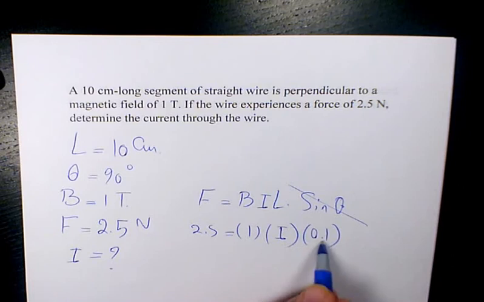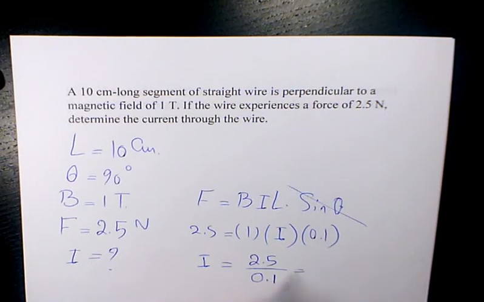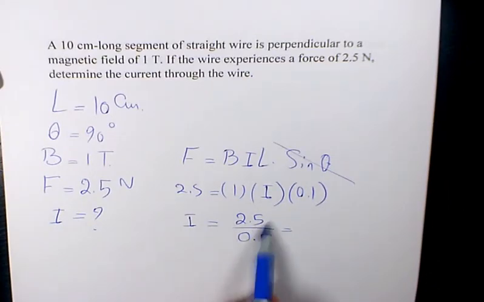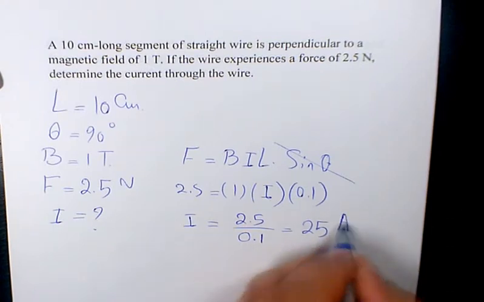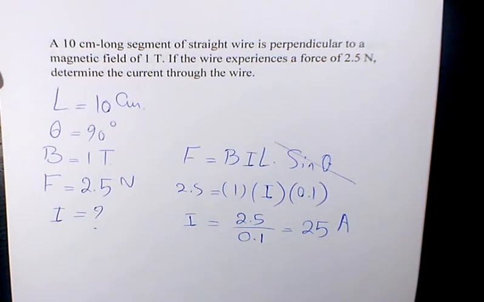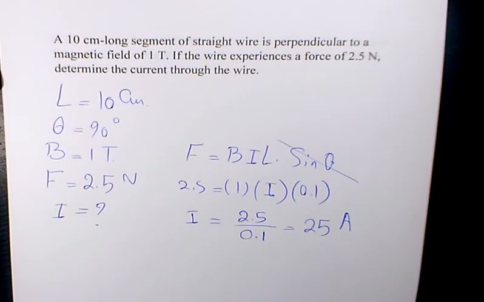So I times 0.1 equals 2.5, which is 2.5 divided by 0.1. We don't need to use the calculator. 2.5 divided by 0.1 is going to be 25 ampere. So that's how we find out the electric current in the wire. 25 amp.